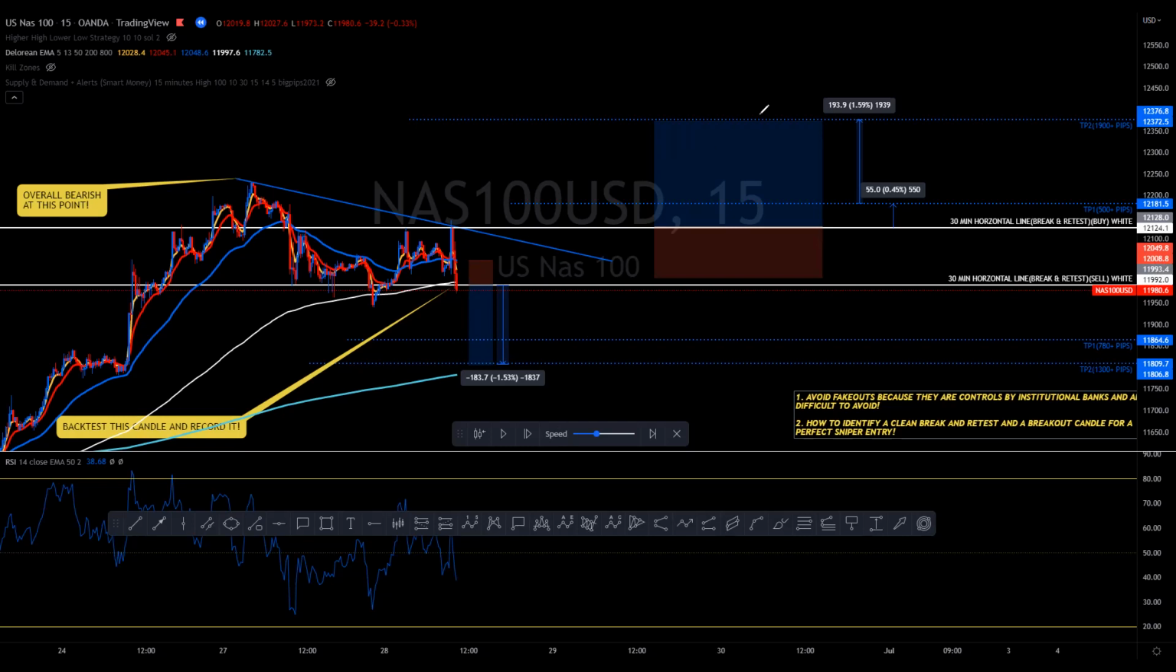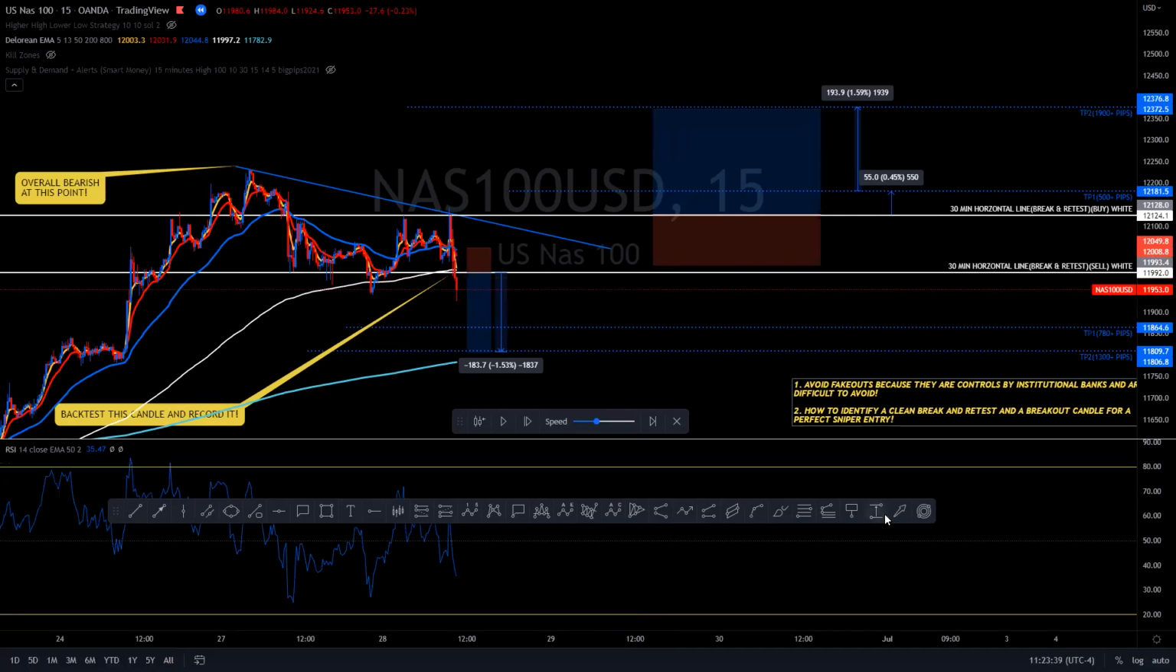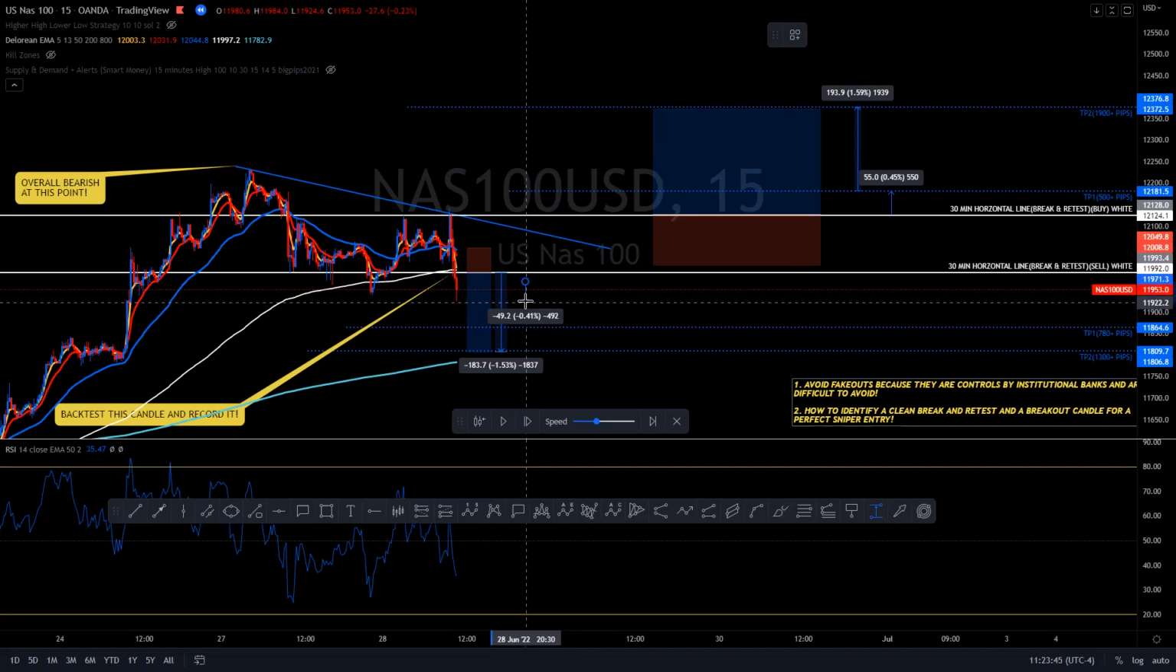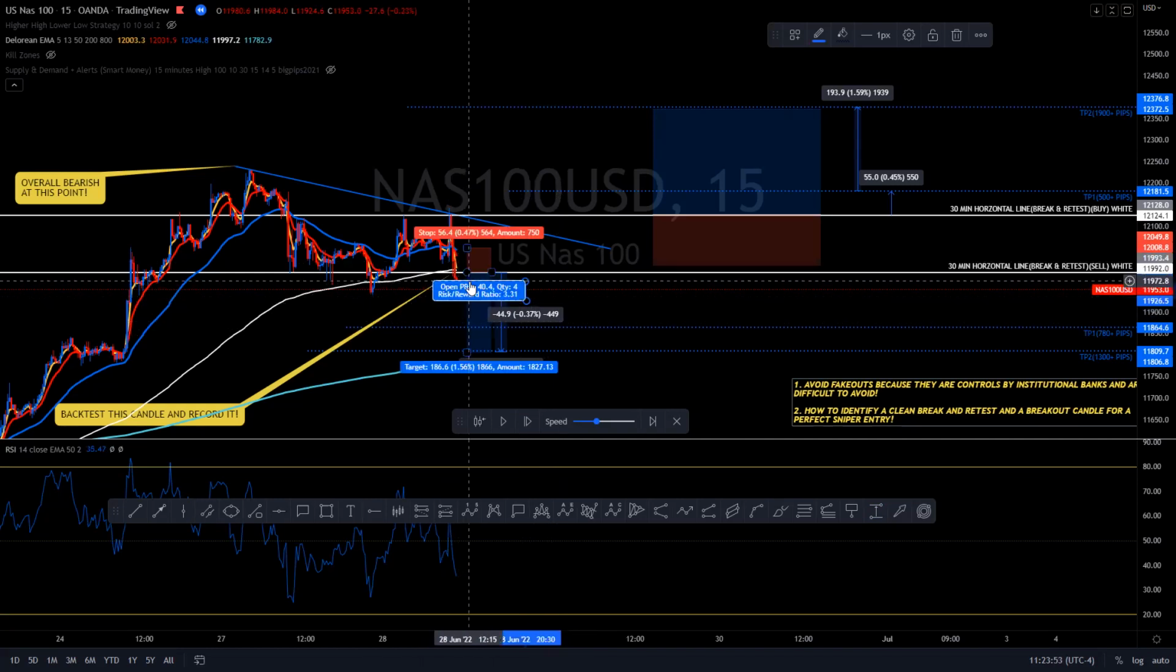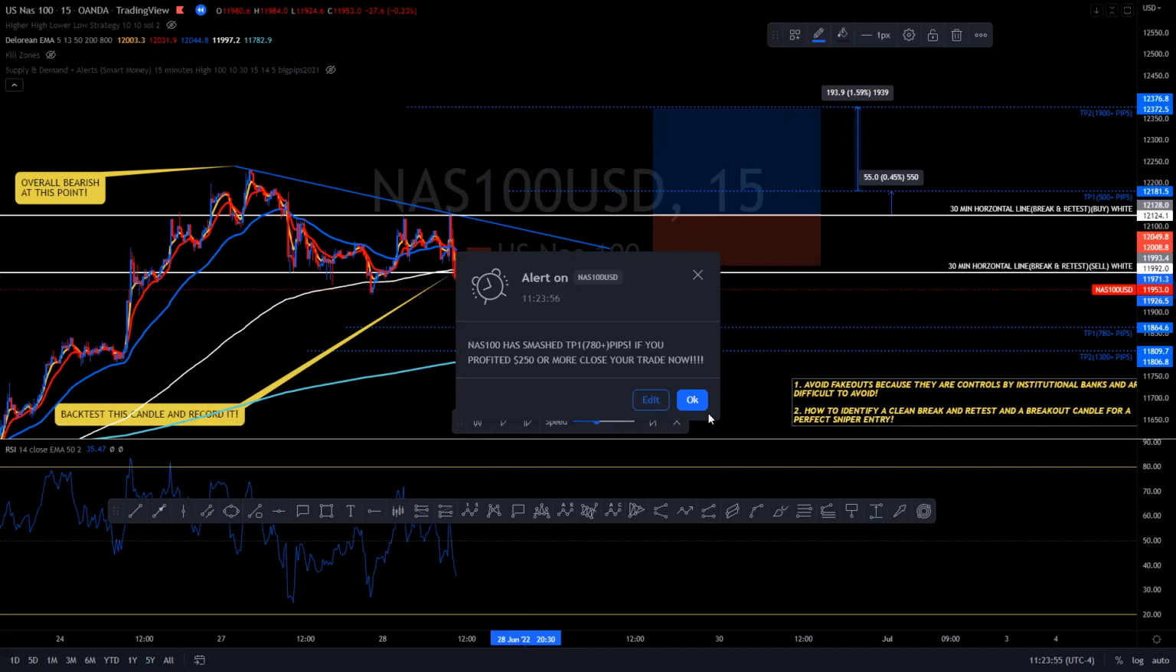How do I know that was the appropriate entry? Price went down. If I would have got in a little bit here and waited for it to gather momentum and went all the way down here, that's about 44 pips on Nas. I would have definitely made my money. So it would have been best if I waited for this candle to close below. Great, I hit my TP1.